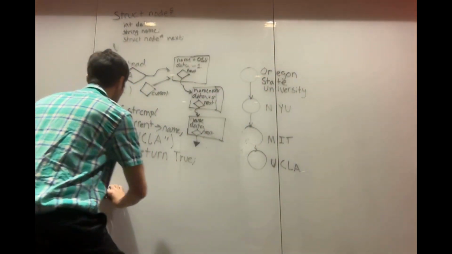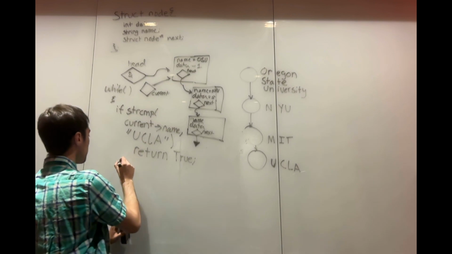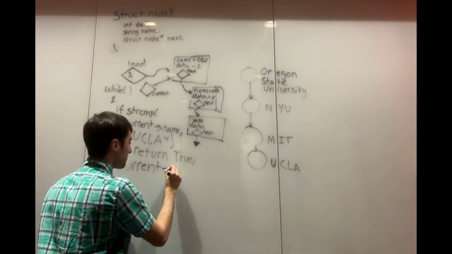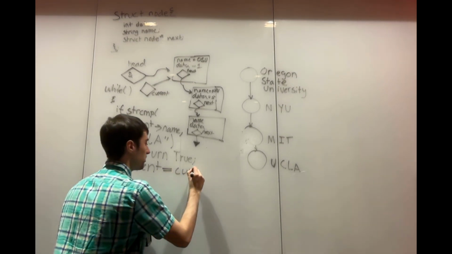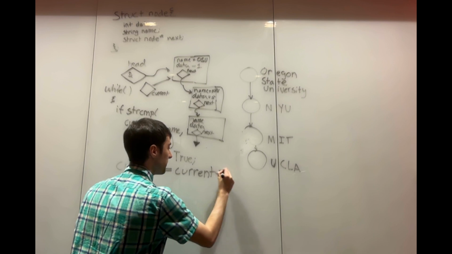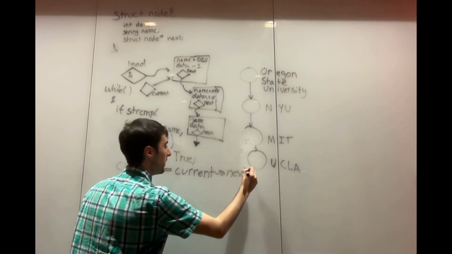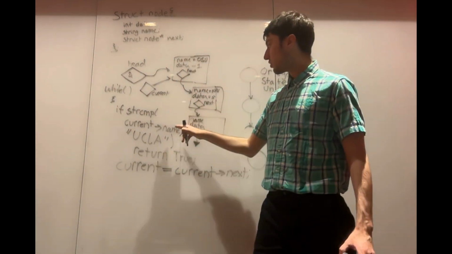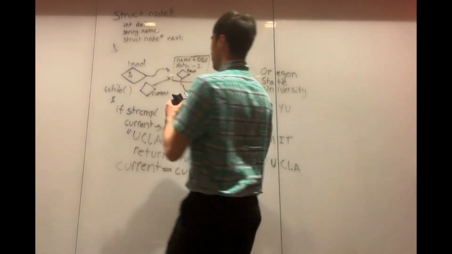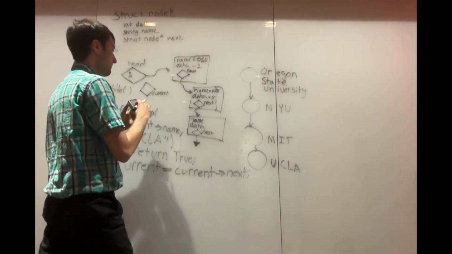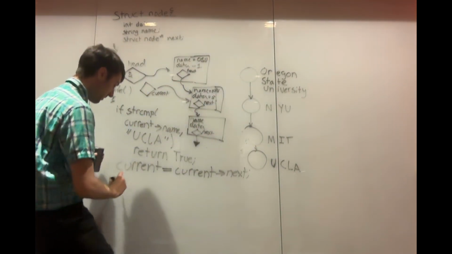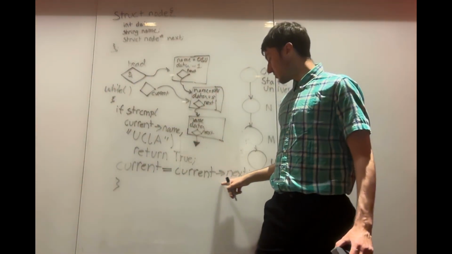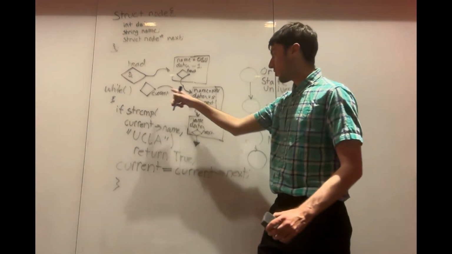The next one is going to be current equals current next. So then it just goes to here, to here, like that. There we go. And then it hits this. It assigns current to be here.